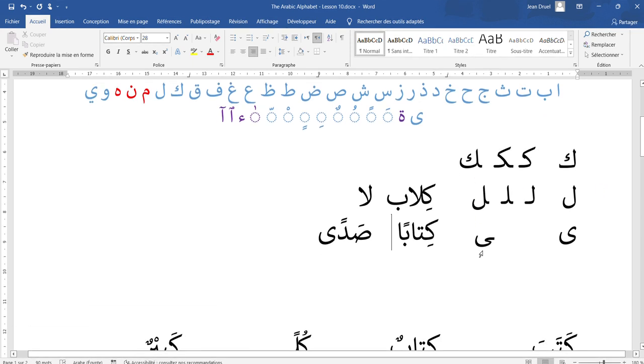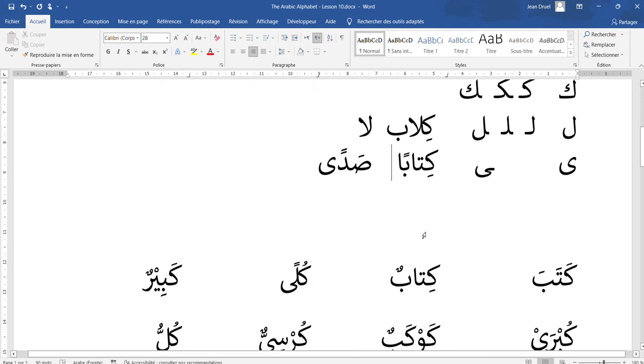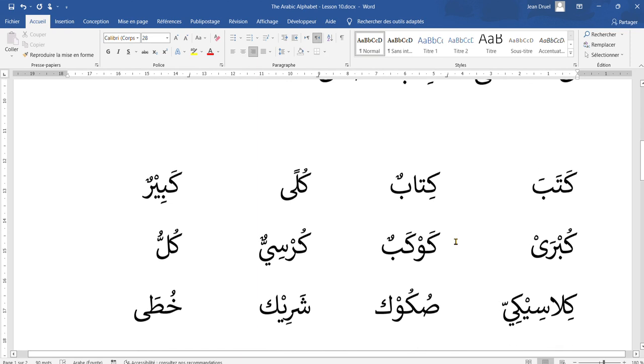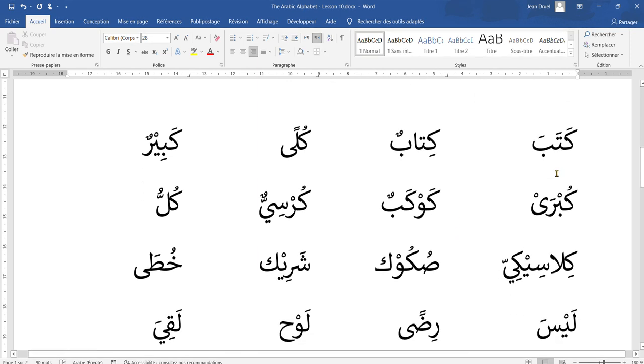Let's go to our exercises and try to read and pronounce and use our new skills in these words. So we have kataba, kitabun, kulan, kabirun, kubra.